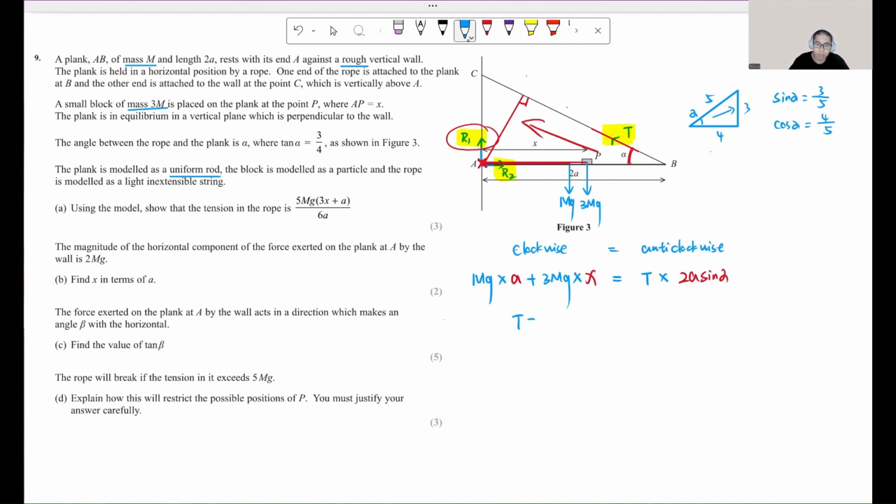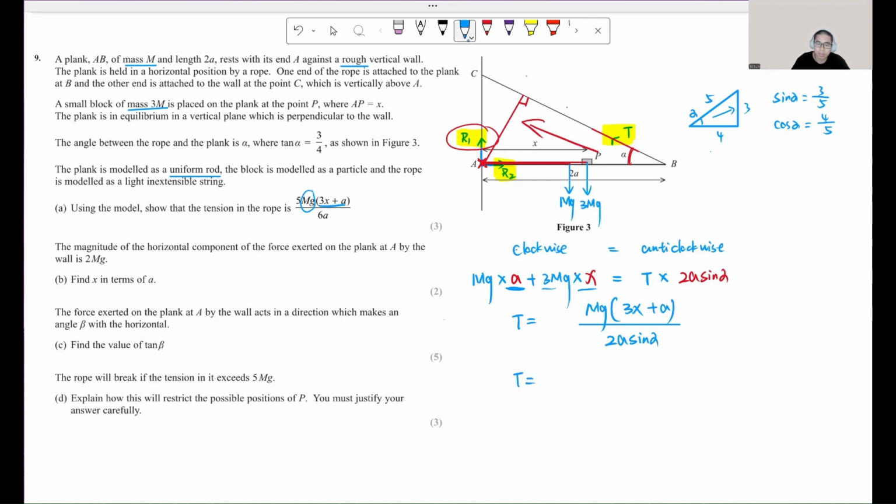So straight away, we can do mg times a, and then plus 3mg times x. So we can see mg is the common factor, so we can factorize out mg straight away. That would be 3x left here, and then a left here, so that would be 3x plus a. So we already get most of it. And then we divide by 2a sine alpha for both sides, so we have 2a sine alpha in the denominator.